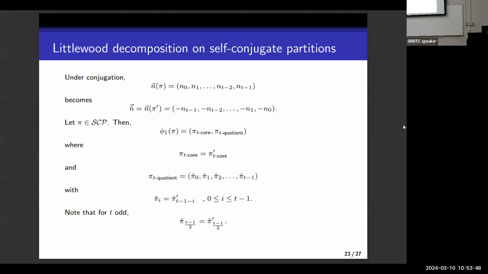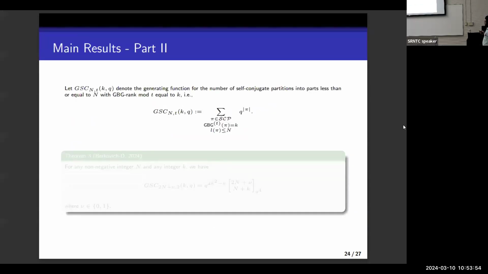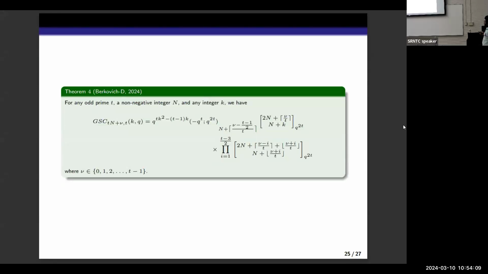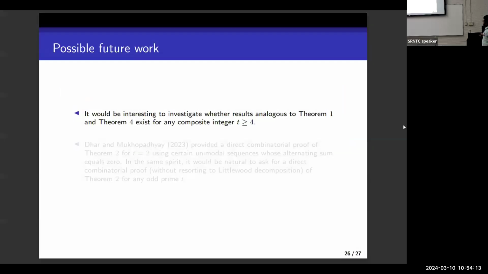So what we now do is we apply the Littlewood decomposition on self-conjugate partitions as well, and in a similar way we have this generating function for the number of self-conjugate partitions. Note that we don't have a q squared here, we have a q to the 4 base. And for any odd prime t, we have this generating function here.